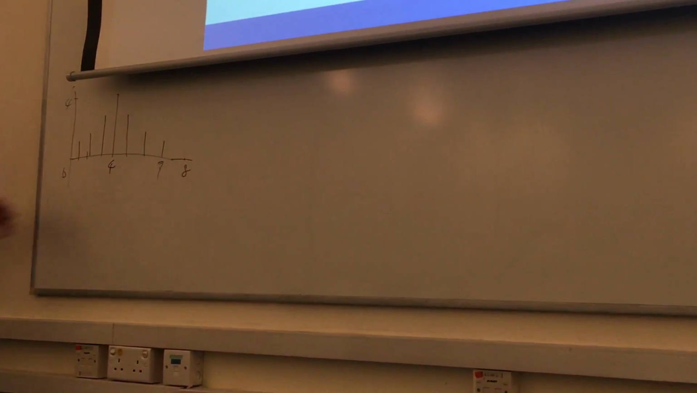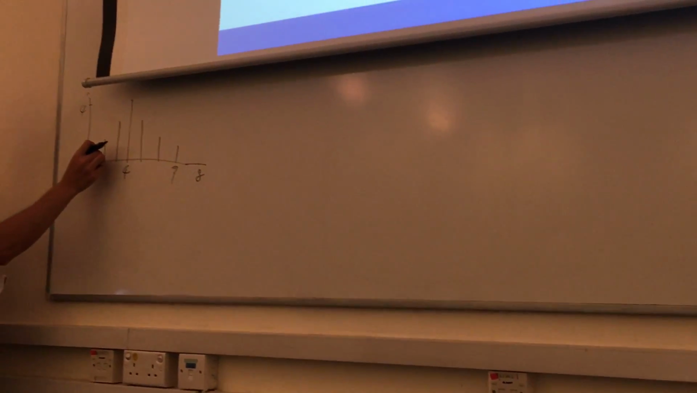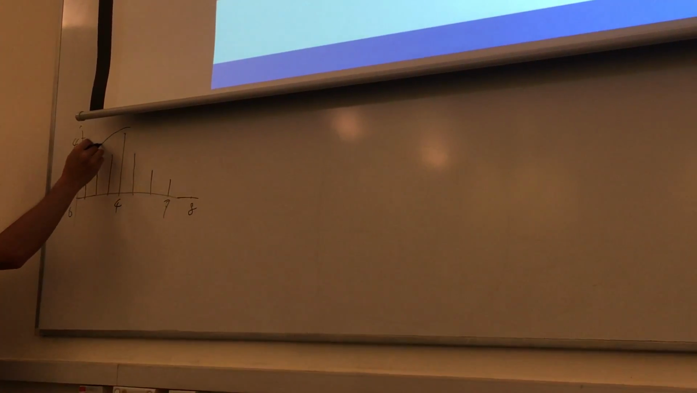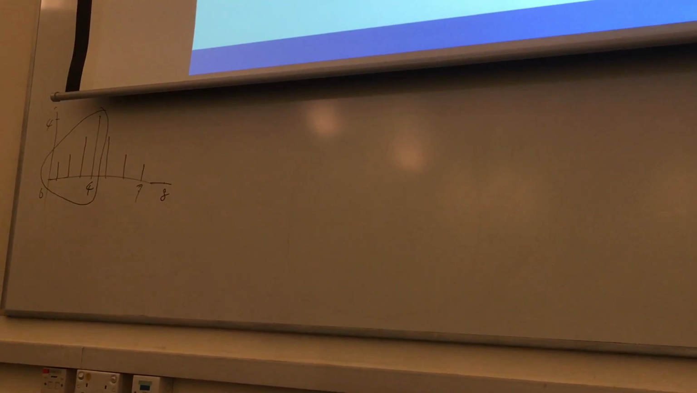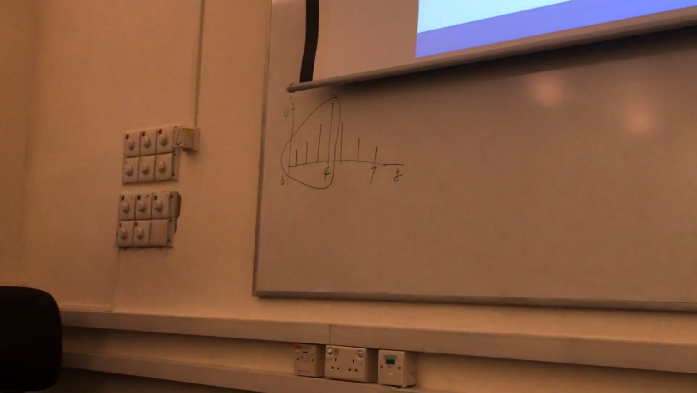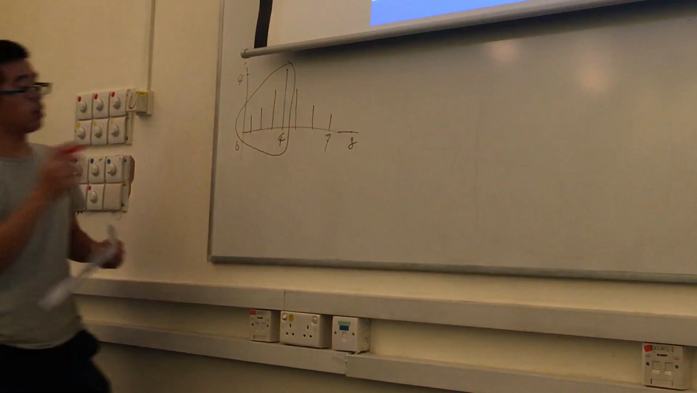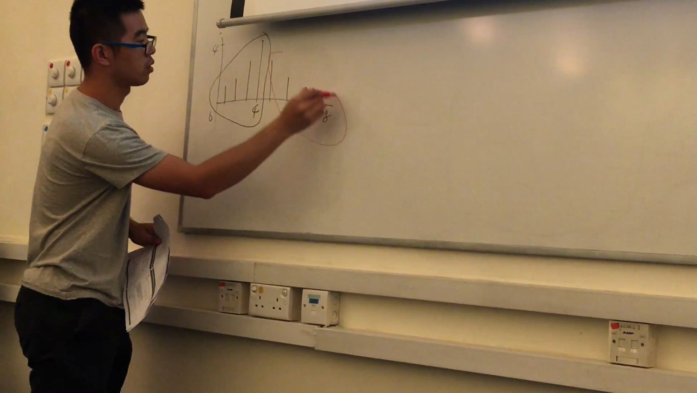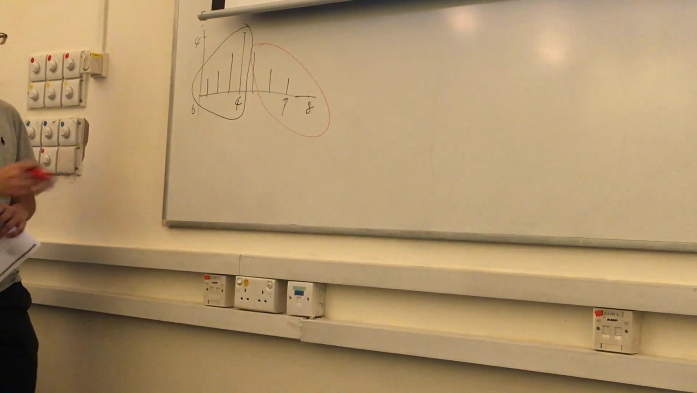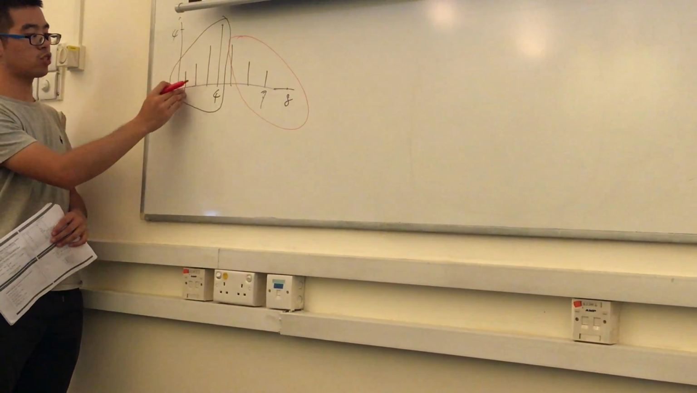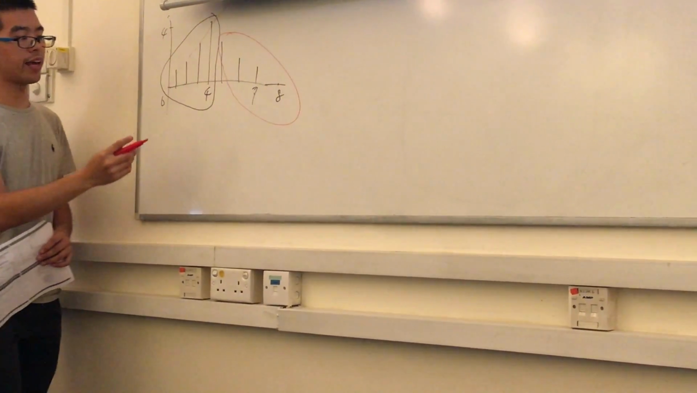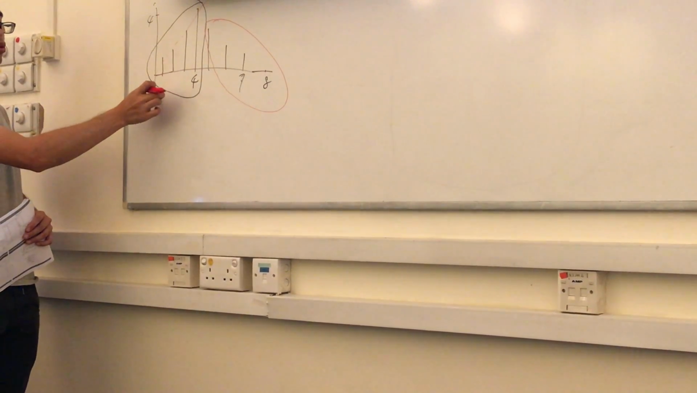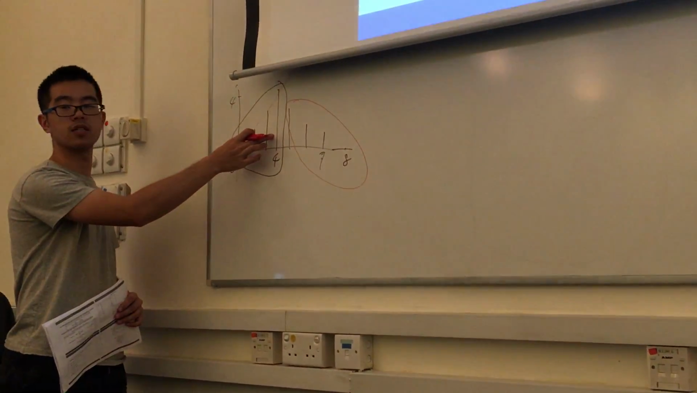Okay, so for these signals, we want to represent them by step functions. We can see two components: one is this part, and the other one is this part. For this part, we can first express the signal, and then we just keep a window from 0 to 4, and then we have this part.